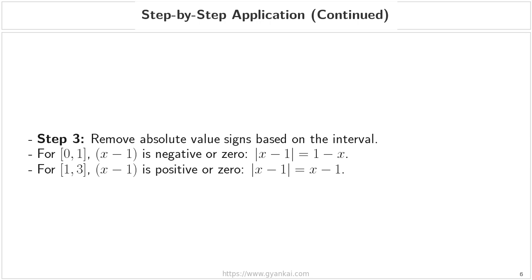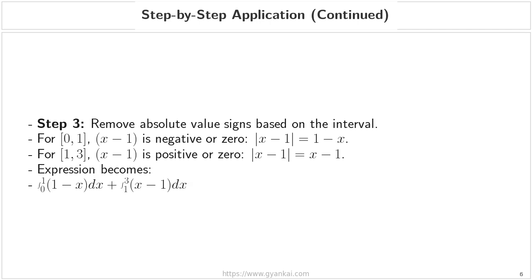Now let's look at the interval from 1 to 3. If we pick any value of x between 1 and 3, say x equals 2, then x minus 1 equals positive 1. So, within this interval, the expression x minus 1 is positive or 0. This means that the absolute value of x minus 1 is just x minus 1. No change needed.